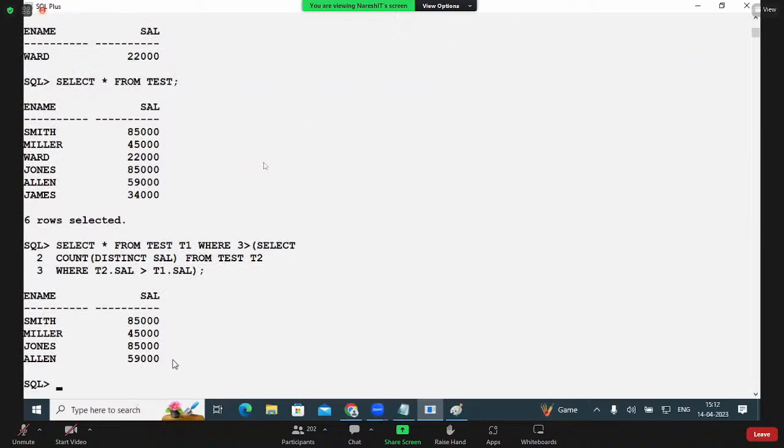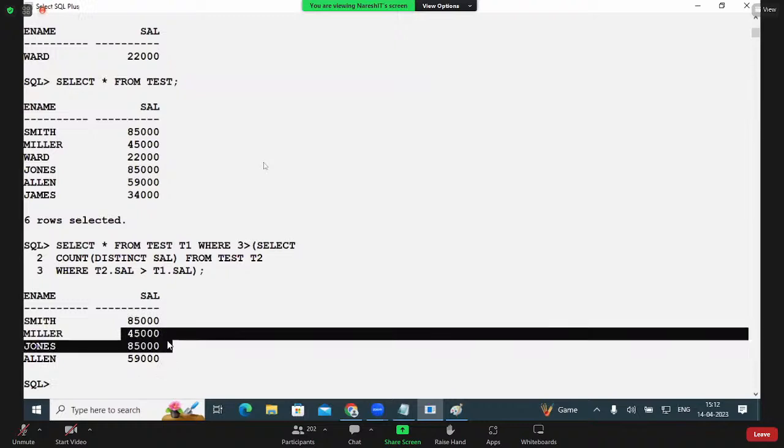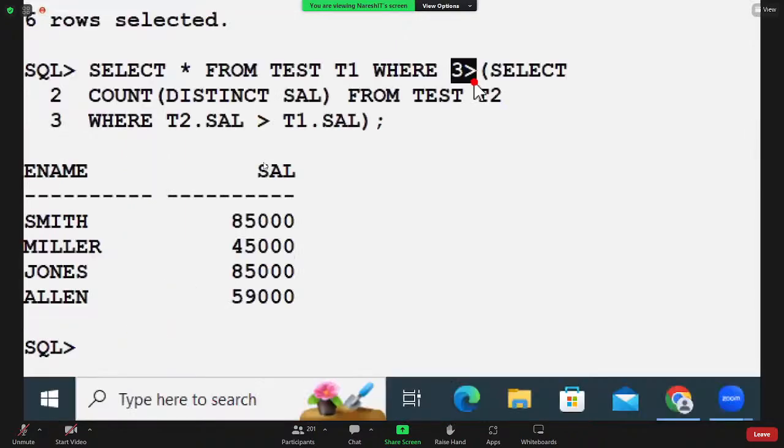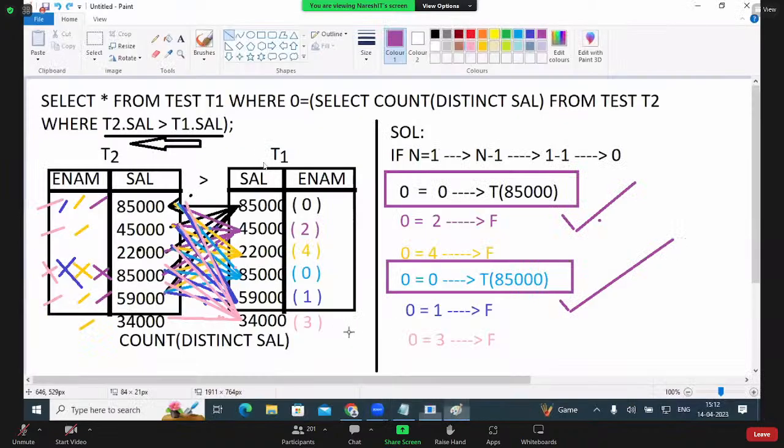The top three highest salaries here, see, 85, 59, 45. Now these are the top three highest people. But how is this condition checked? The same as usual. These are the counts we already have. Now my outer condition is what? 3 is greater than here. Now compare the inner query values.